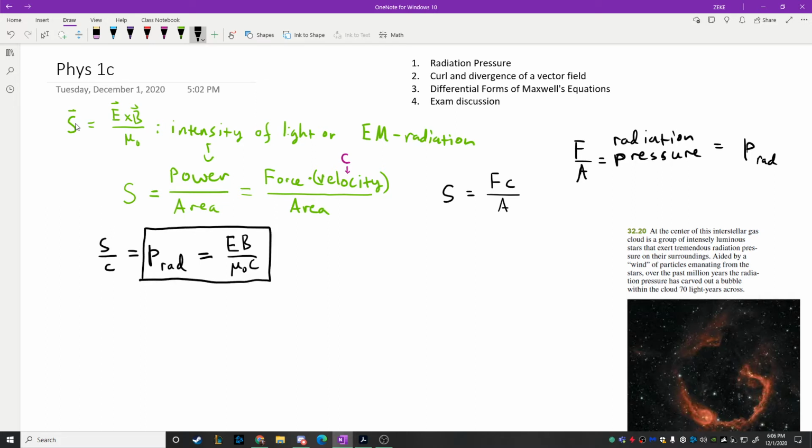Or just S over C. This one also works. It's actually a lot simpler just to take the Poynting vector, if you already know it, and then divide by the speed of light. Let me just clear this up a little bit.